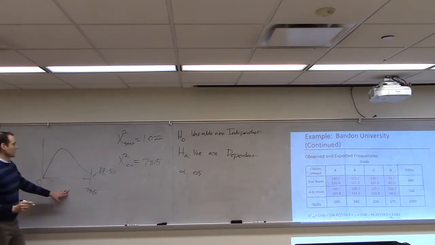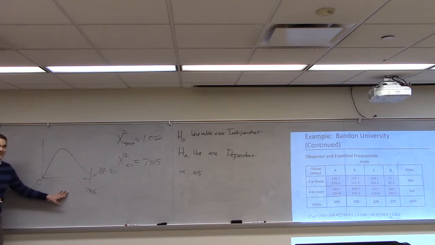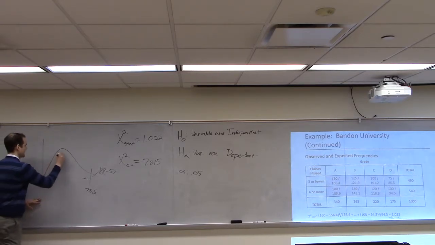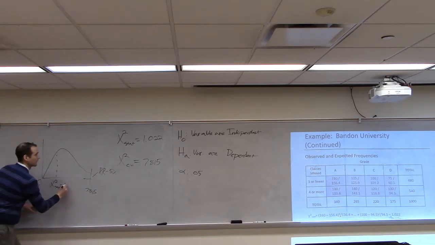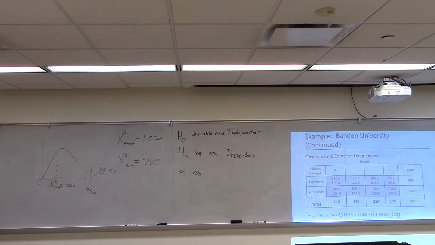7.815. And where's our test statistic? 1.34. Yes, right here. Alright, chi-square stat equals 1.022. What is our decision? Fail to reject.